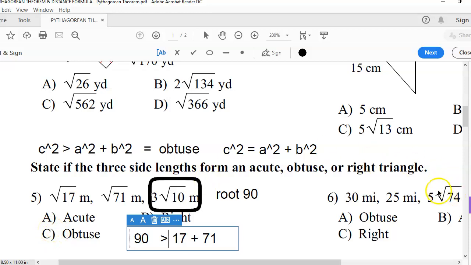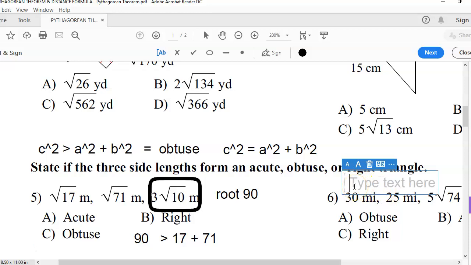Now over here, it would just be 5 times 25 times 74, because you have to square it. So this is a pretty big number right here. That's obviously your biggest side. So 25 times 74 is 1850. That's squared. And then you're going to compare it.